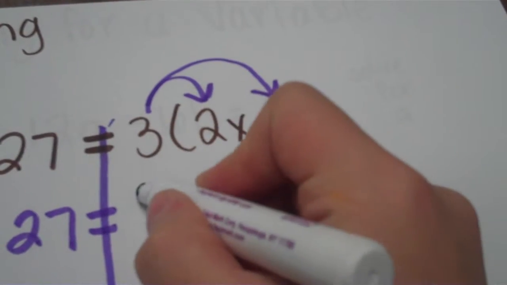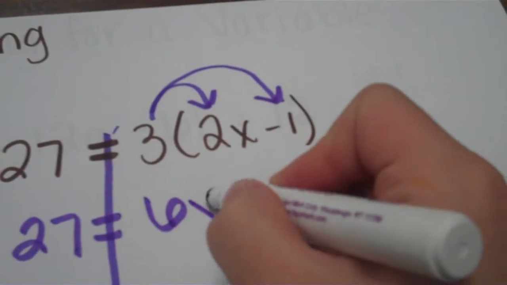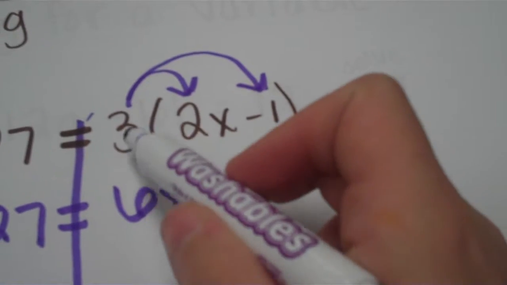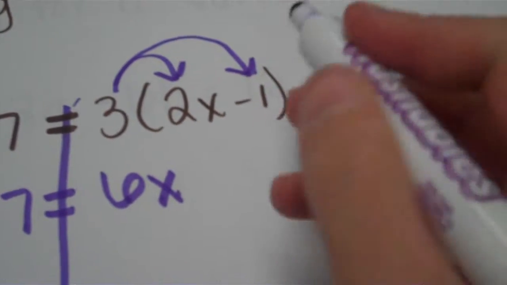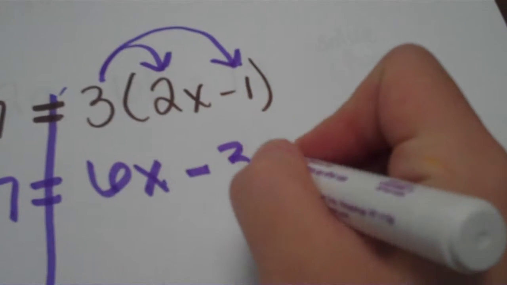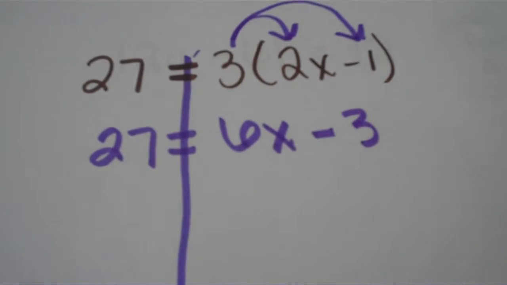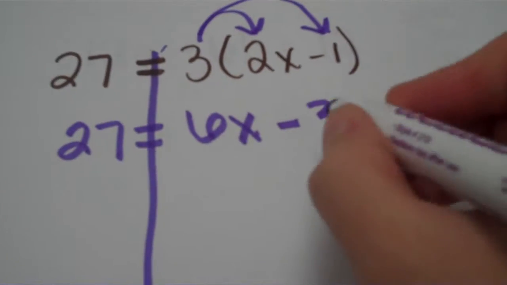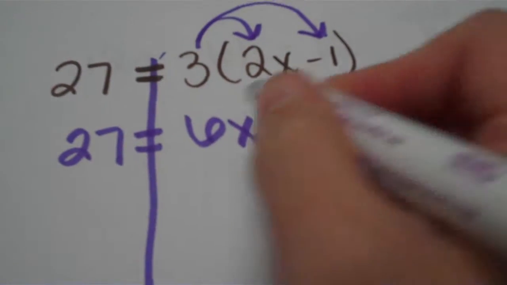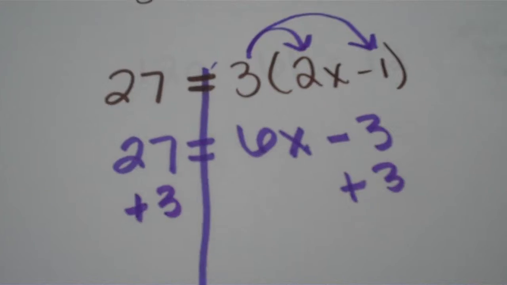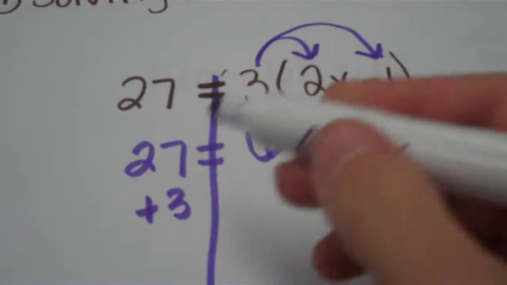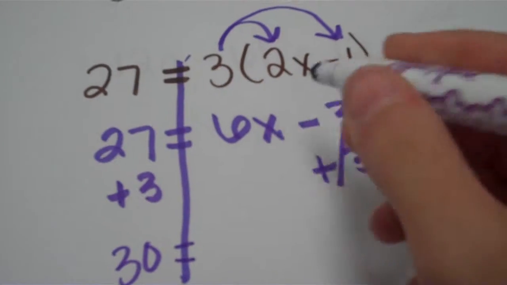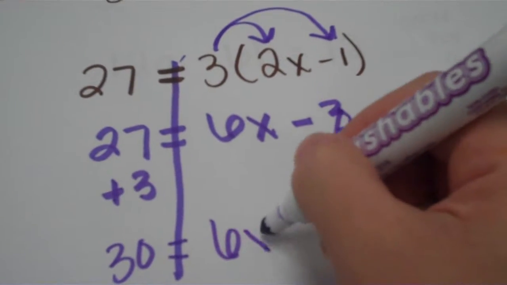3 times 2 is 6, and then the x comes down. 3 times, remember this is a negative 1, so 3 times negative 1 in your head or in the calculator is negative 3. Right? Then your x, 6 is your best friend, get rid of this guy. The opposite of subtracting 3 is adding 3. That goes away. 27 plus 3 is 30. And your 6x comes down.